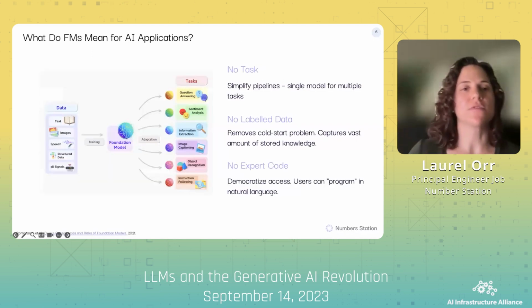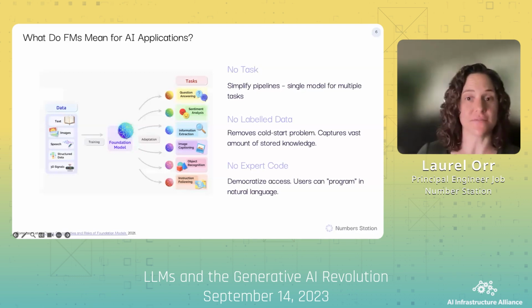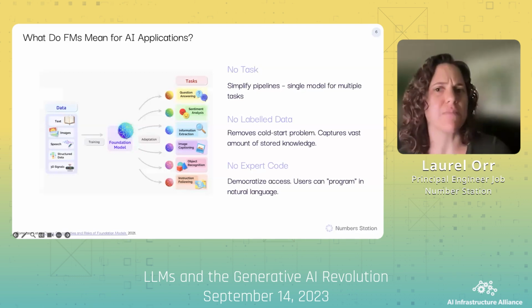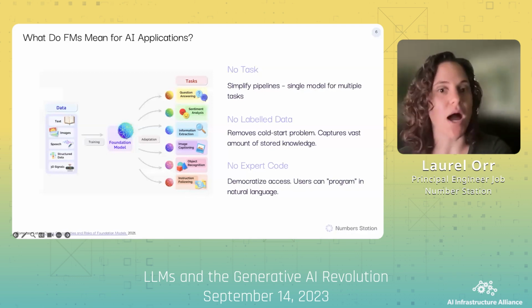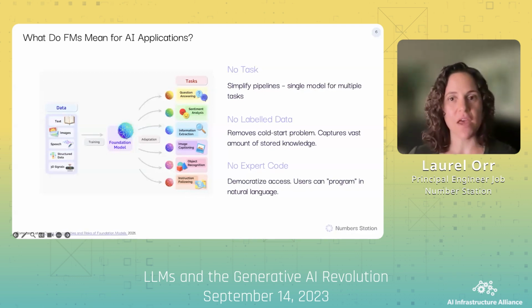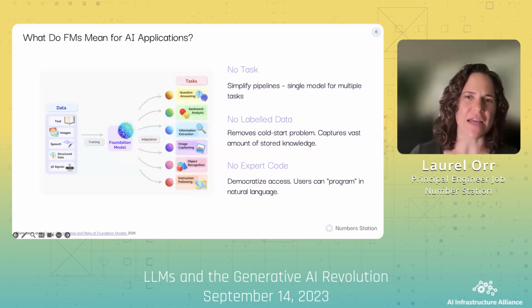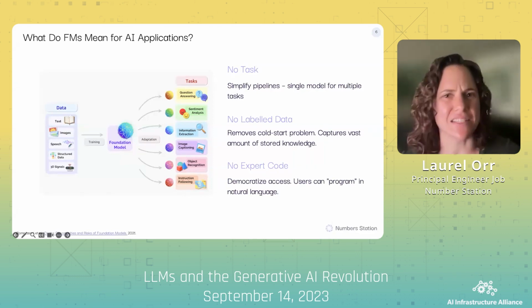So it's worth pausing and reflecting: what do foundation models mean when it comes to AI applications and development? There are really three key pillars that I want to highlight as being some of the most important reasons why foundation models are changing the game. The first, as I mentioned in the last slide, is that they're fairly taskless models.